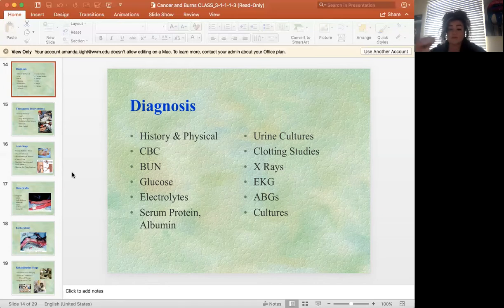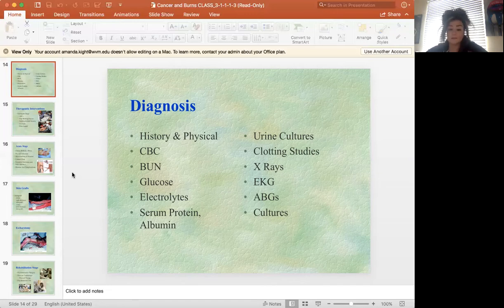Baseline. So of course, we're going to do a history and physical once everything is stable. We always run CBC. That's for sure. I definitely want to run kidney, renal labs as well. So BUN. I might even run, it says here, urine cultures. I would do creatinine. I want to know everything. Glucose definitely, to see how they're doing, because they're again losing a lot of electrolytes.